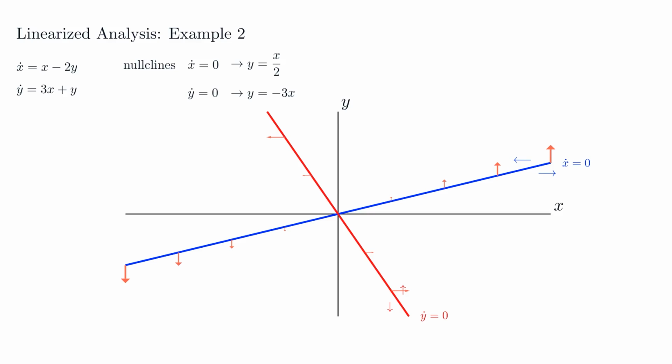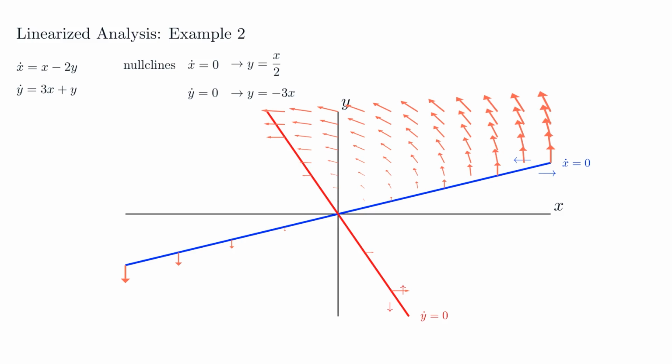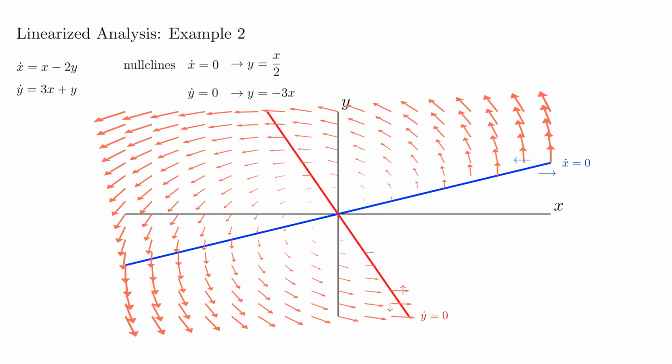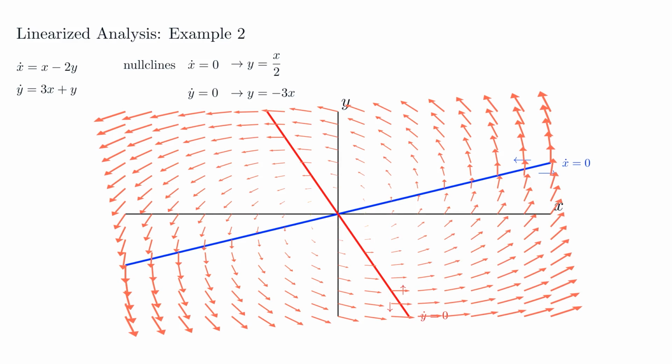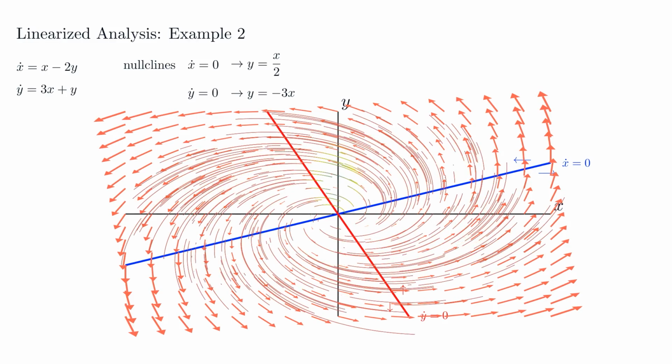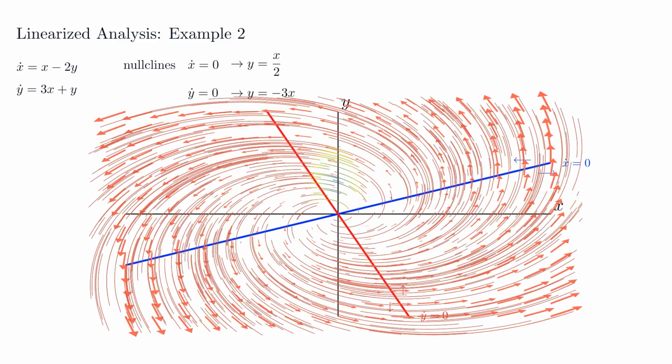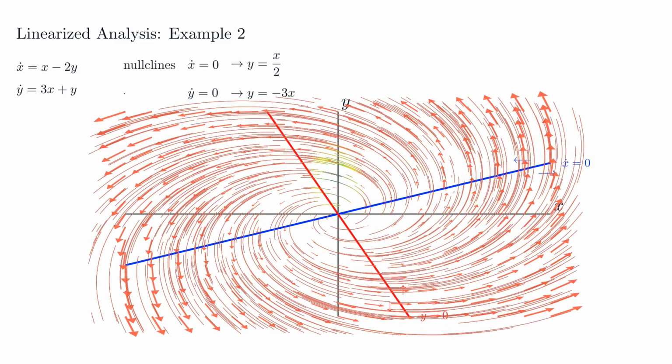Well, in this quadrant, the flow is up and to the left. In this quadrant, the flow is left and downward. In this quadrant, the flow is downward and to the right. And in this quadrant, the flow is to the right and upward. So this fixed point is an unstable spiral point. And in a few minutes, we'll learn the techniques for deciding whether a spiral point is stable or unstable.